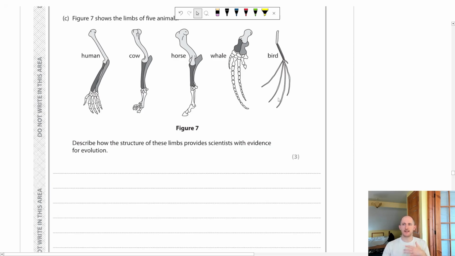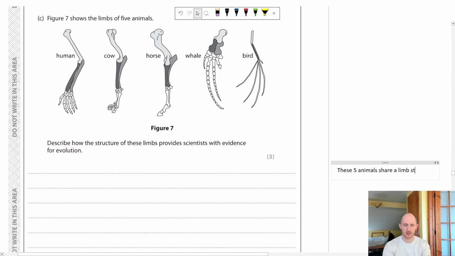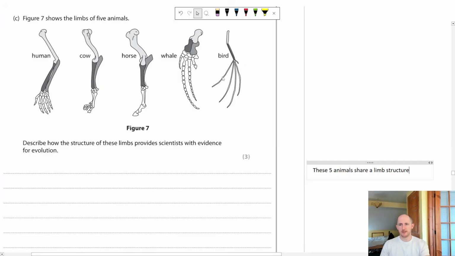You can look at this and see that there are similarities, right? So I'm going to say that these 5 animals share a limb structure. Can you see how they look? They kind of all have a similar limb structure. This looks like a hand, looks like a hand, looks like a hand, looks like a hand.